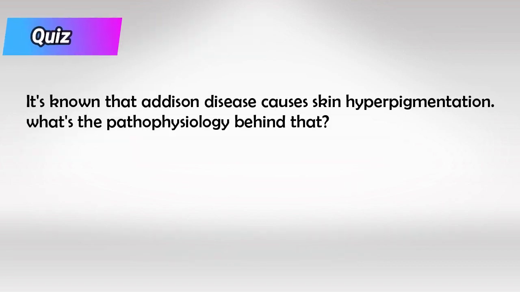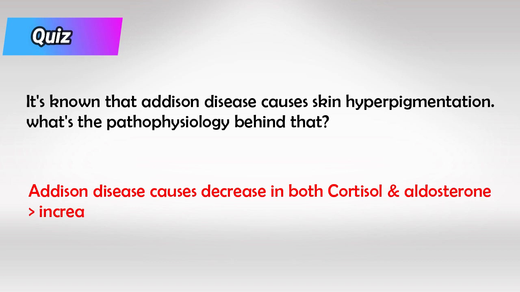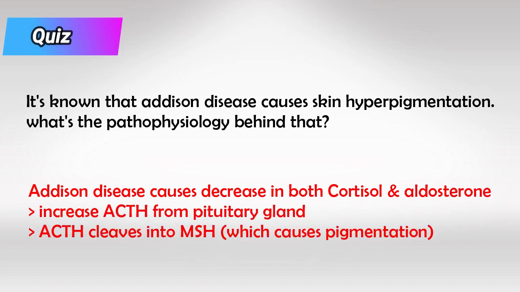And here's a small quiz for you. How does Addison disease cause skin hyperpigmentation? Because Addison disease results in destruction of both adrenal glands, we're going to have decreased levels of both cortisol and aldosterone. Decreased levels of cortisol will trigger ACTH from the anterior pituitary gland to stimulate more cortisol secretion. And the elevated levels of ACTH will eventually break down to melanocyte stimulating hormone, which will cause hyperpigmentation. So it's really the decreased levels of cortisol that cause the hyperpigmentation, not aldosterone.